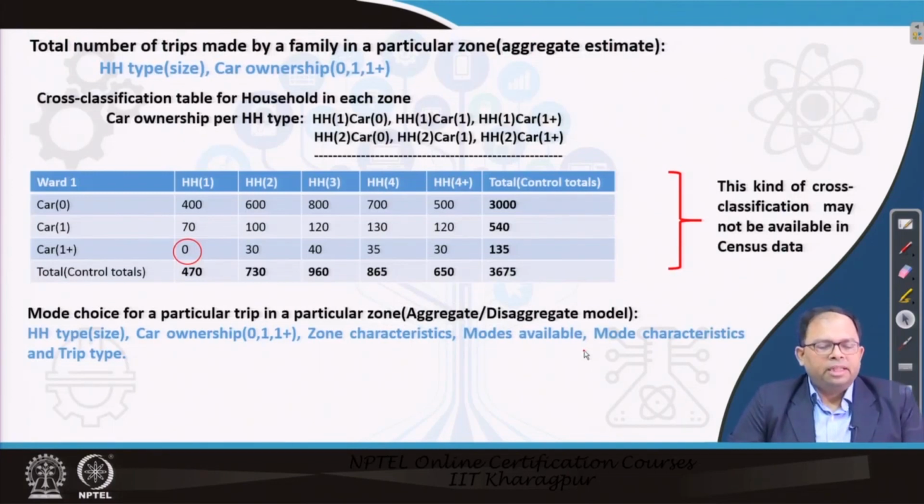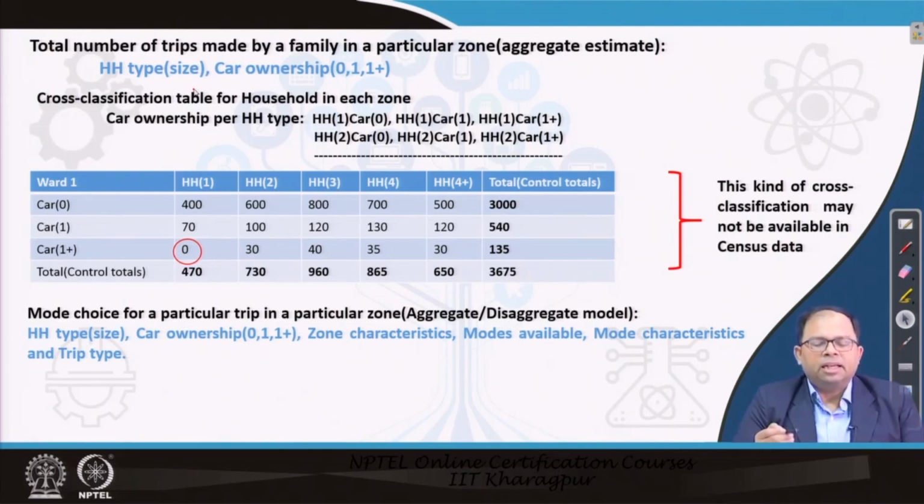So, in this particular slide, we have taken two variables, household type. Of course, we use size as the categorizer for household type, that means what is the size of that household, and then we have car ownership, that means we could have 0 cars or 1 car or more than 1 car. So, these are the car ownership values, and we can determine total number of trips by a family in a particular zone based on these two particular categories, based on each household type and each car ownership, how many trips a particular family makes.